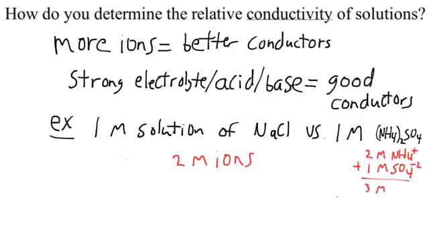The NaCl will make 1 molar of Na plus and 1 molar of Cl minus, that's 2 molar concentration of ions. The ammonium sulfate will make 2 molar concentration of ammonium and 1 molar concentration of sulfate, so that's a total of 3 molar ions. So this one has more ions, so it conducts better. That's all there is to that. You've got to count the ions.